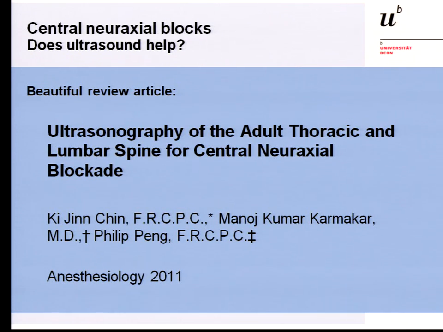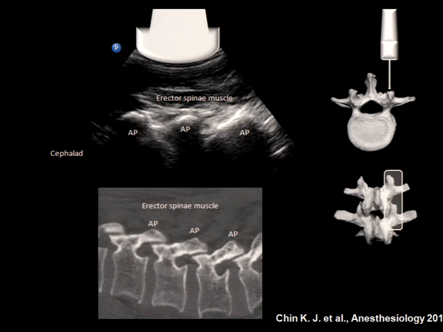Now I'm going to central neuraxial blocks, and I suggest that you read this beautiful review article from the Canadian group, Dr. Chin, Philip Peng, and Manoj Karmakar from Hong Kong. They wrote about how to do the spinal epidural approach, and you will find the normal anatomy in this review article. It was published in Anesthesiology last year. I show you some of the pictures because I think they are totally clear.